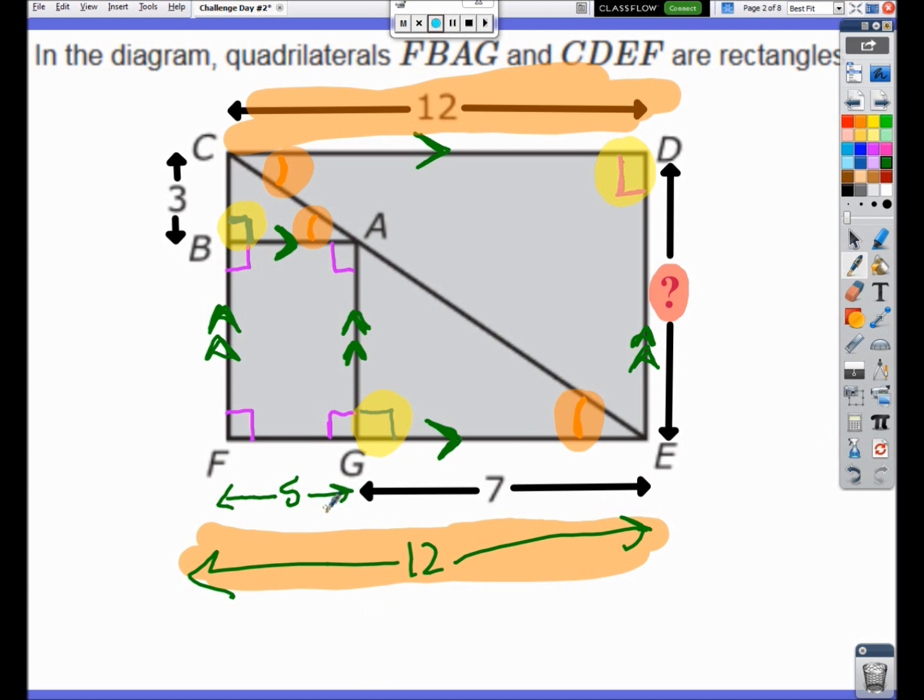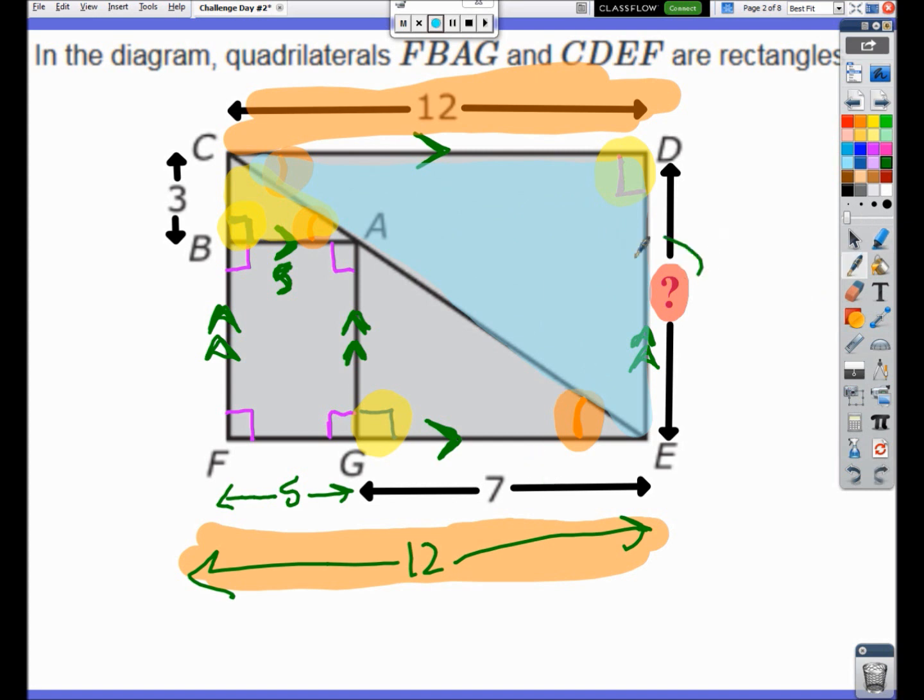And if from F to G is 5 in this smaller rectangle, then from A to B up here is also 5. So now we're going to get to use this small triangle ABC with this big triangle CDE. And now we can set up a proportion.